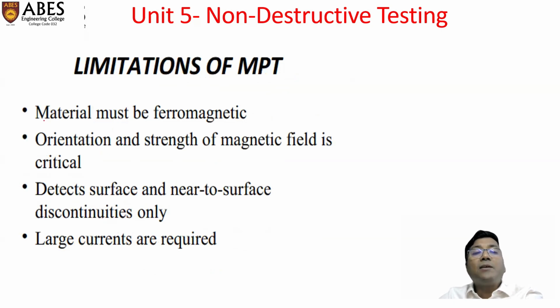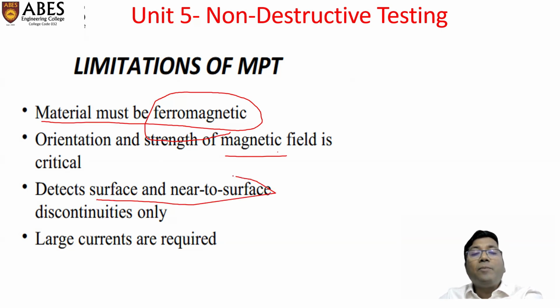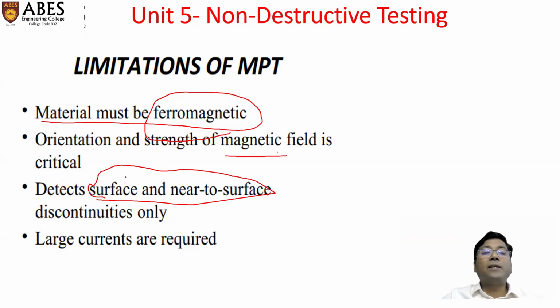Limitations. What are the limitations? The material must be ferromagnetic. If the material is not ferromagnetic, then we cannot apply magnetic particle testing. The orientation and strength of the magnetic field is critical. There should be sufficient strength of magnetic field, and the orientation should be in the correct direction. It detects surface and near surface discontinuities only. This is also a limitation: discontinuities deep inside the surface cannot be detected through magnetic particle testing.